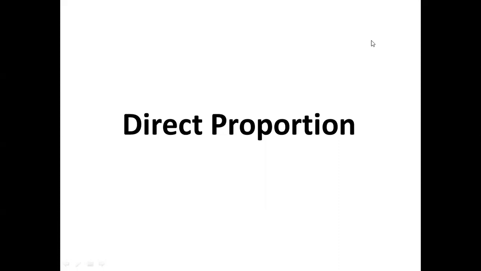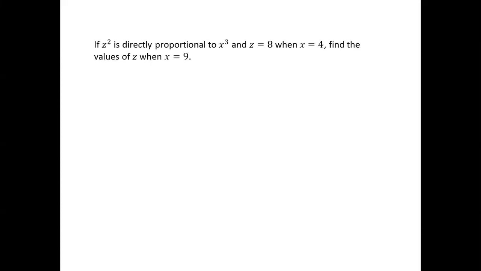In today's session, we will be solving problems about the other forms of direct proportion. Let's begin. For the first problem, if z squared is directly proportional to x cubed and z is equal to 8 when x is equal to 4, find the values of z when x is equal to 9. Let's begin the solution by transforming this phrase into a mathematical statement.